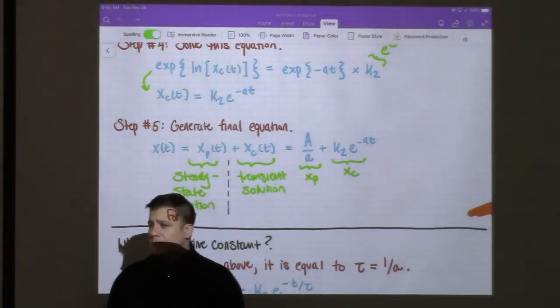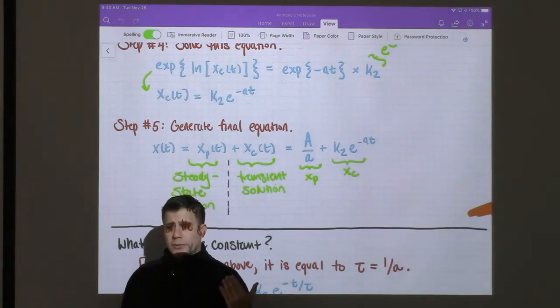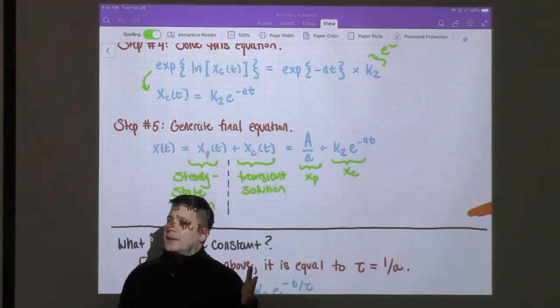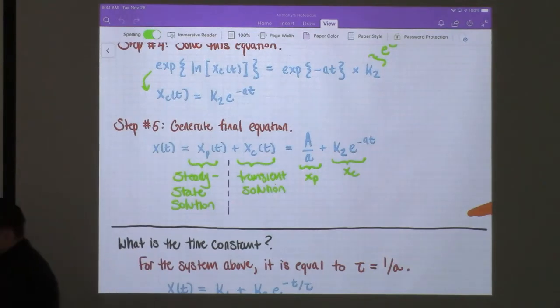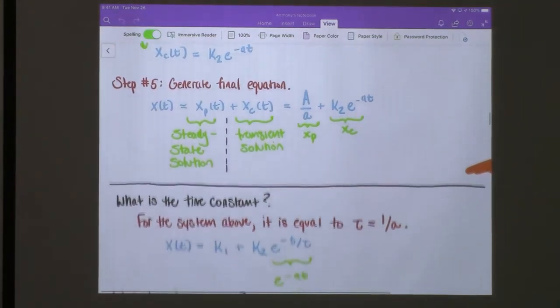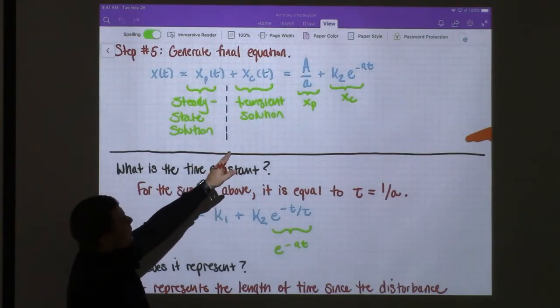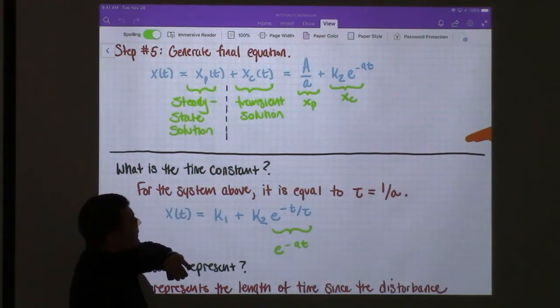And we're going to do an example today where we're actually given a physical circuit. We're going to represent it as a first-order differential equation, and we're going to go through all the steps specifically in coming up with the numbers that we need to get the full solution. Okay, now before we move on though, there's one thing that we need to talk about with regard to this equation here. So K2 e to the negative at.